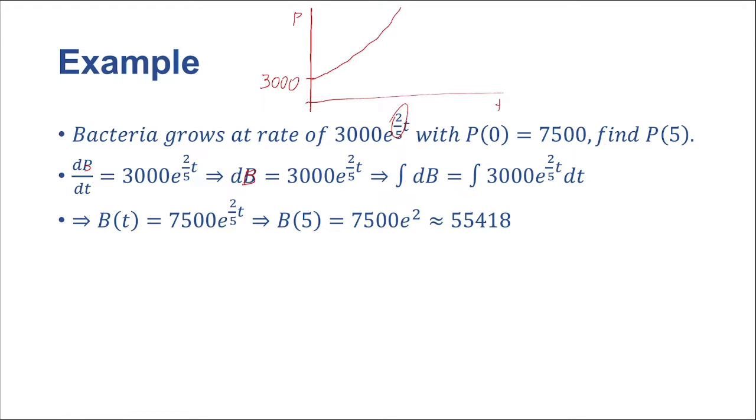Great, that agrees with our initial population. So now we're going to plug in B of 5. It's going to give us 7,500 times e squared, and that is going to be equal to 55,418 bacteria. So you can imagine how fast that actually grows. You start out with 7,500, then you end up with 55,000 in a matter of 5 units of time.